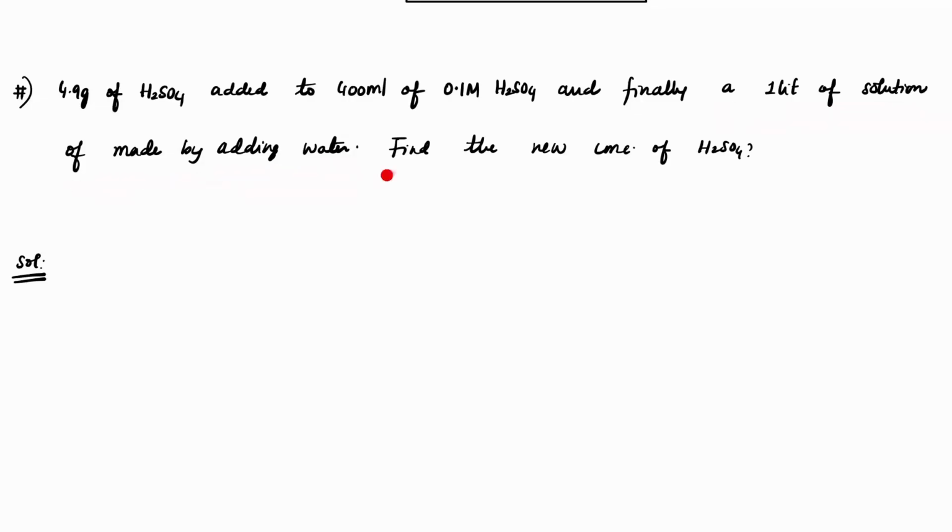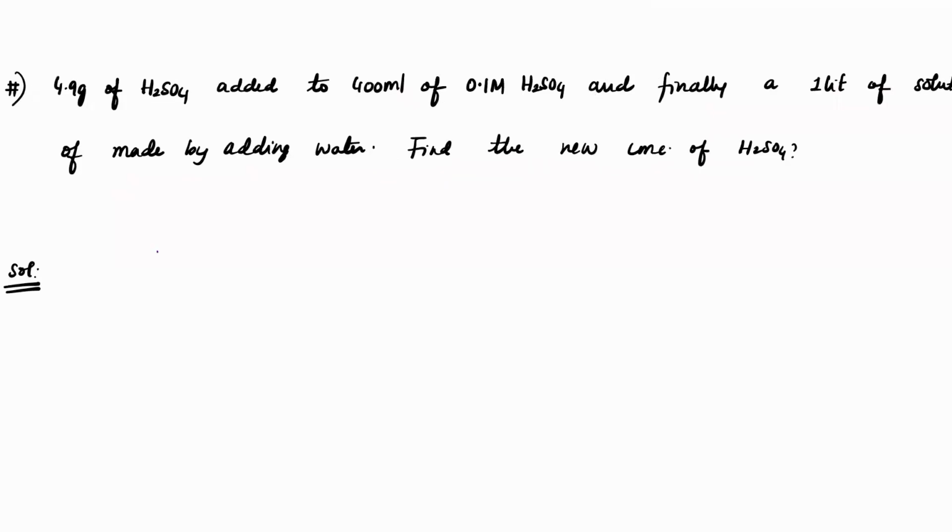You have to find out the new concentration of the H2SO4. So new concentration M3 is equal to N1 plus N2, the total number of moles, divided by the total or final volume. Here N1 I'll write as weight by molecular weight, and N2 I will write as M into V, divided by total volume.